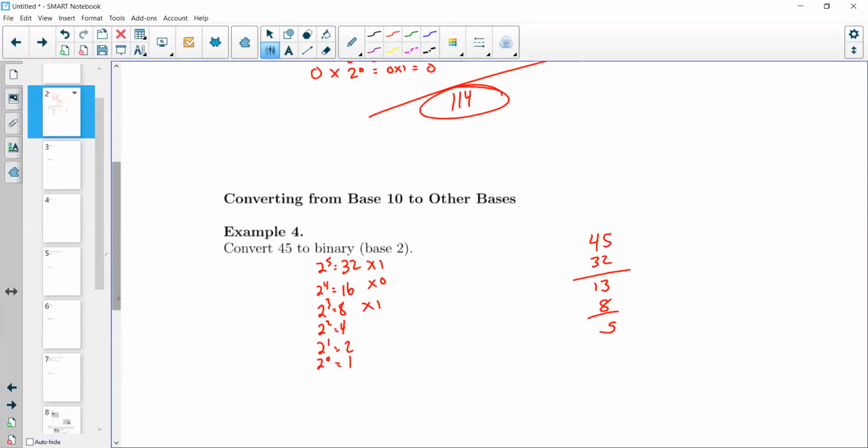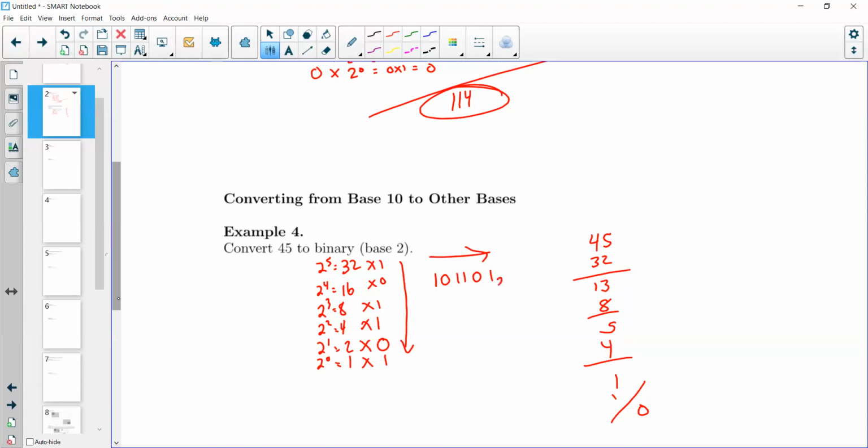How many times will 4 go into 5? 1. It's repetitive, isn't it? How many times will 2 go into 1? 0. And 1 goes into 1. Well, it's kind of repetitive since there's only 2 possible digits. Then we go down, go left to right. 1, 0, 1, 1, 0, 1.